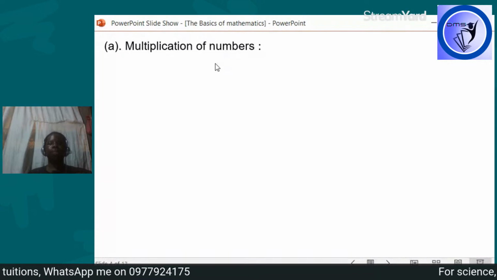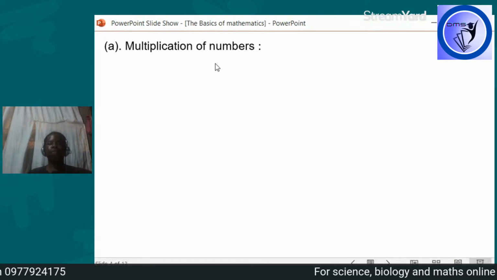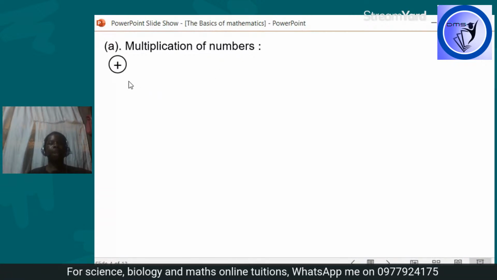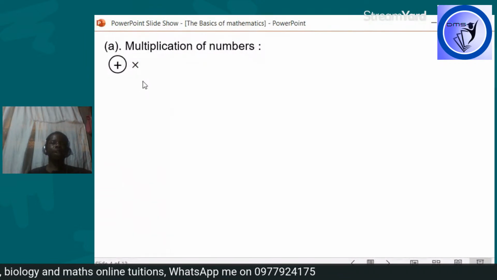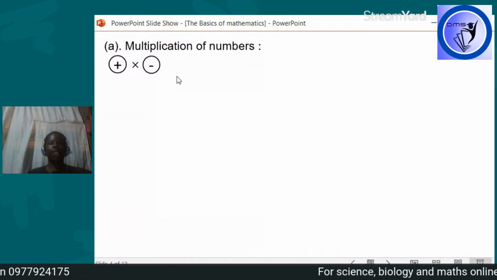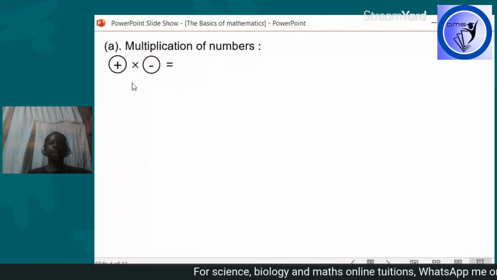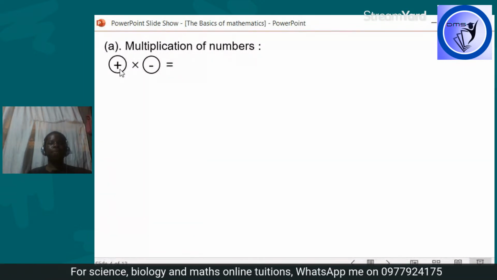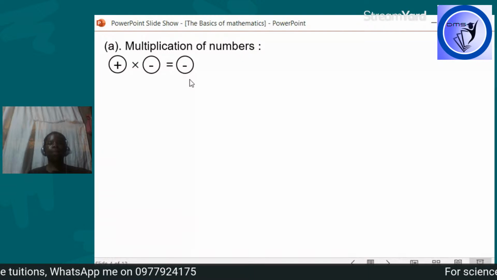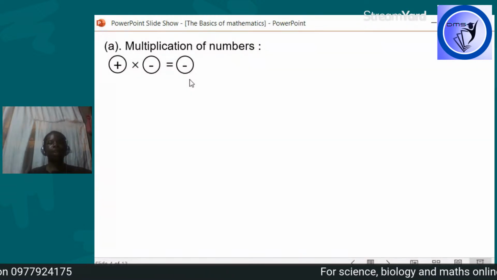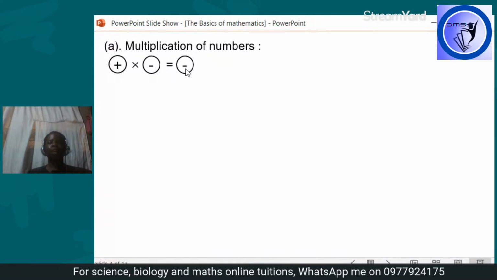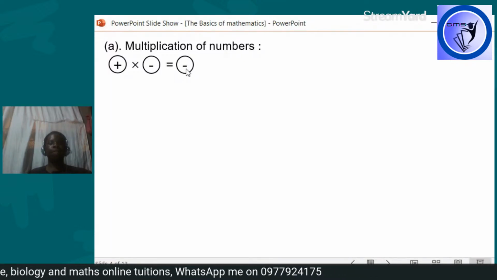So now we are going to look at the multiplication of numbers. You need to understand the multiplication of numbers in mathematics for you to be able to understand mathematics as a whole. For instance, if you are multiplying a positive number with a negative number, what will be the sign of the answer? The answer that you get should be a negative number. No matter what the numbers are, as long as we are multiplying a positive number with a negative number, the final answer is going to be negative.